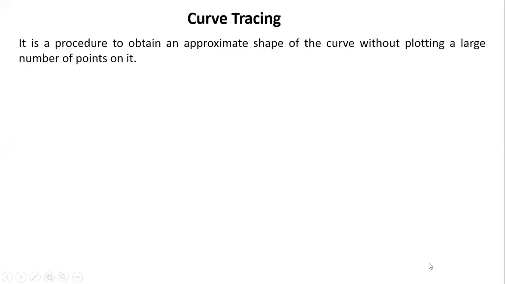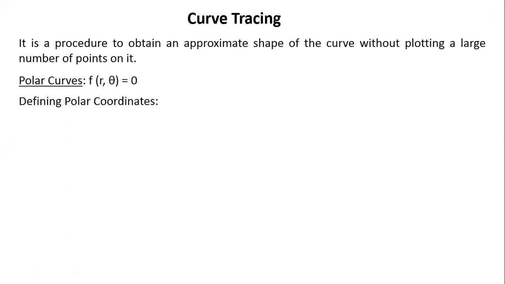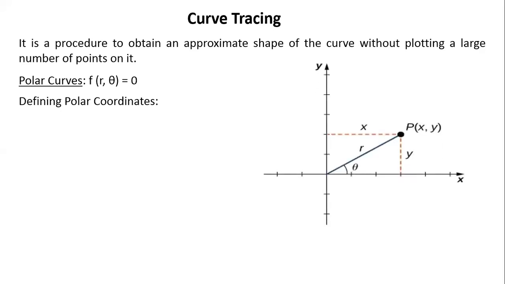Curve tracing, we know, is a logical procedure to guess the shape of the curve without plotting many combinations of x and y points. Polar: an equation in terms of r and theta which may involve some constants also. Defining polar coordinates.